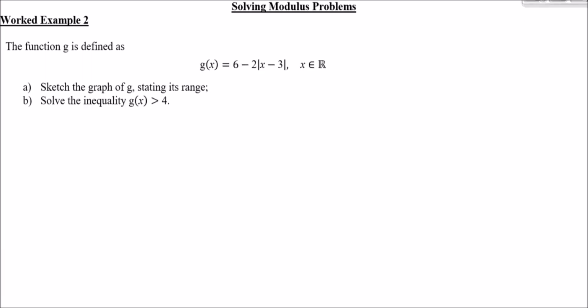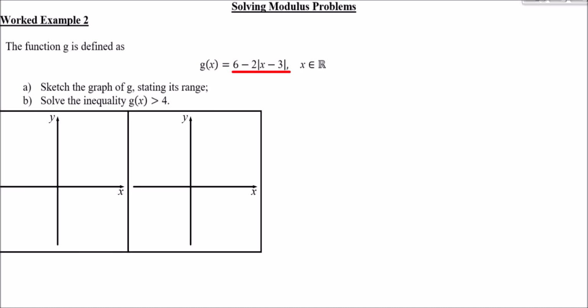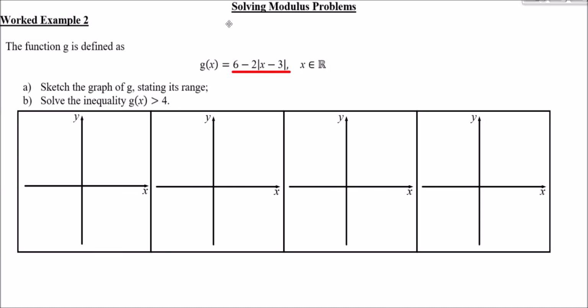For worked example 2, we have a new function, this time defined as g of x, which is 6 minus 2 lots of the mod of x minus 3, where x is defined as any real number. We need to sketch the graph of g stating its range. So the graph of g, let's just get some templates ready. We're going to do the final function g in red, and here are the templates. Let's start with the parent function, which is mod x. The graph of mod x is just a v centered on the origin.